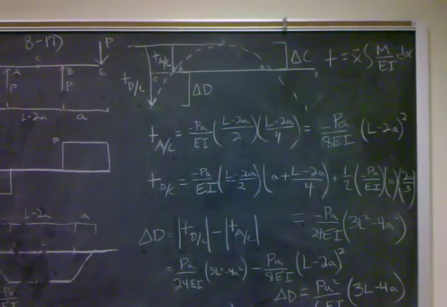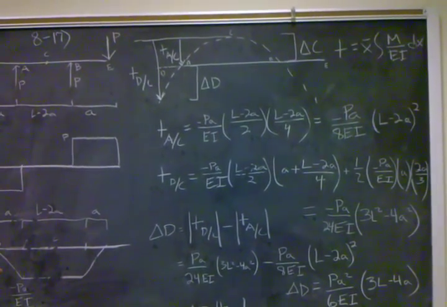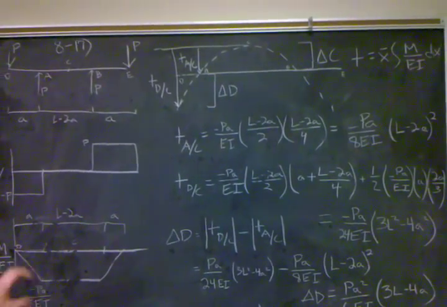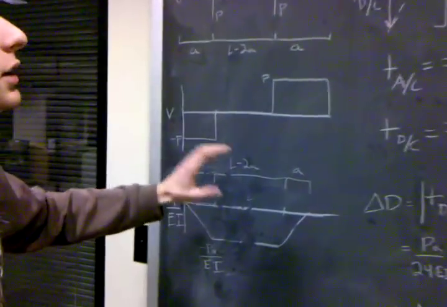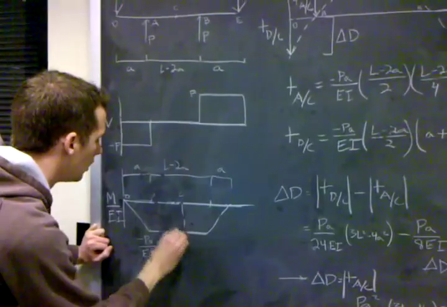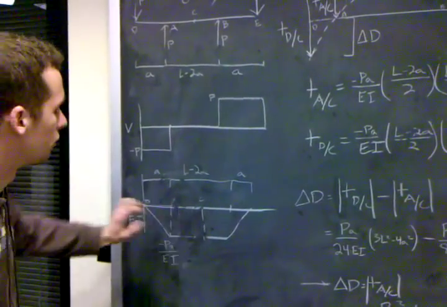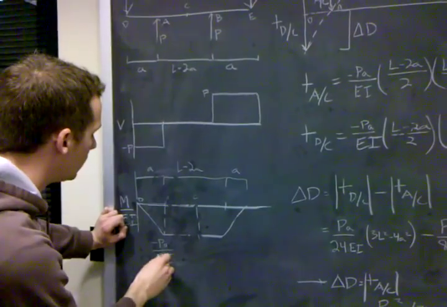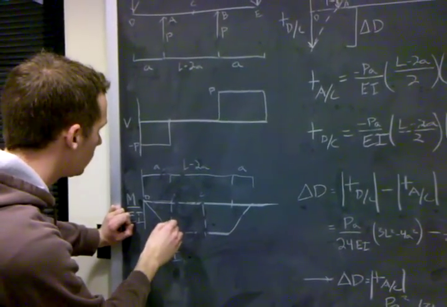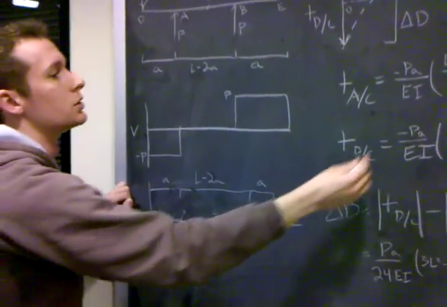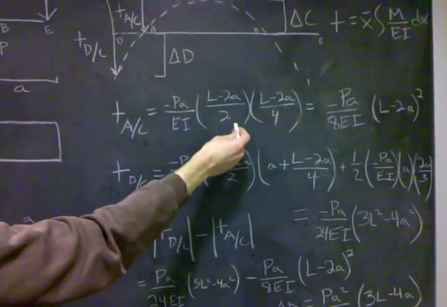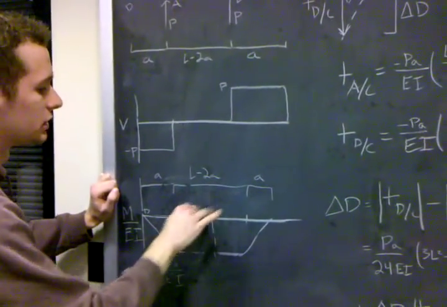So to do TAC first, we're pretty much using this equation. It just means that we're going to take the area of the moment over EI diagram and then multiply it by x bar. So what you do is negative PA over EI, and what we're doing is taking the area of the square first. So the area of the square is going to be negative PA over EI times this distance right here, which ends up being L minus 2A. So we have negative PA over EI, L minus 2A over 2, because it's this distance divided by 2.